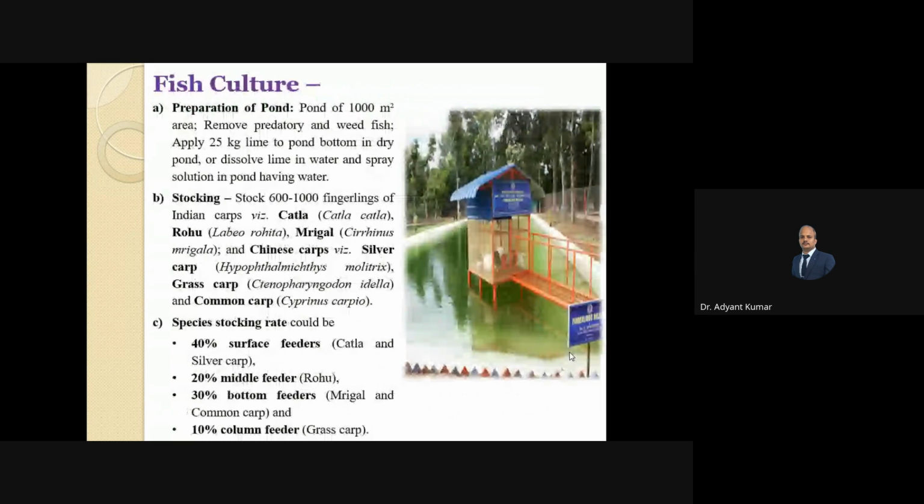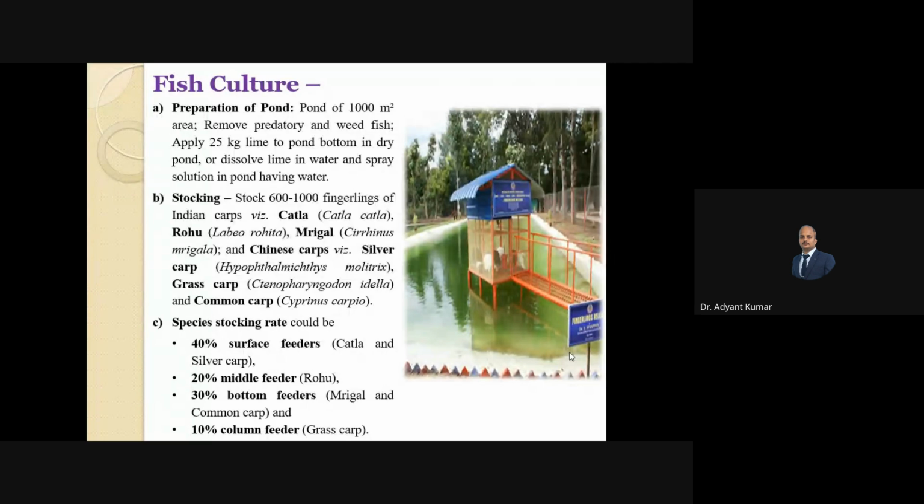This is the fish culture where you are just seeing that this figure shows that the poultry are being raised over the pond, and for preparation of a 1000 square meter area pond, we have to depend upon each and every component.